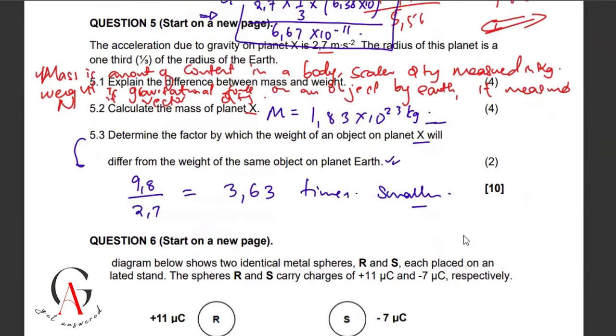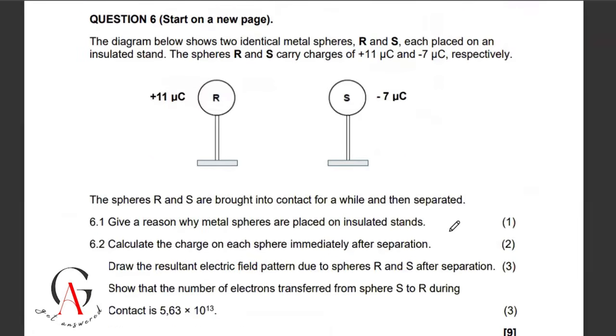Okay, question number 6. The diagram below shows the two spheres that are identical, R and S, placed at a distance. They carry 11 and negative 7 microcoulombs. And then the spheres are brought into contact for a while and then they are separated. One reason why the spheres will be placed on insulated stands: to avoid leakage of charge, so that the spheres do not lose any charge. Then 6.2, calculate the charge on each immediately after the separation.